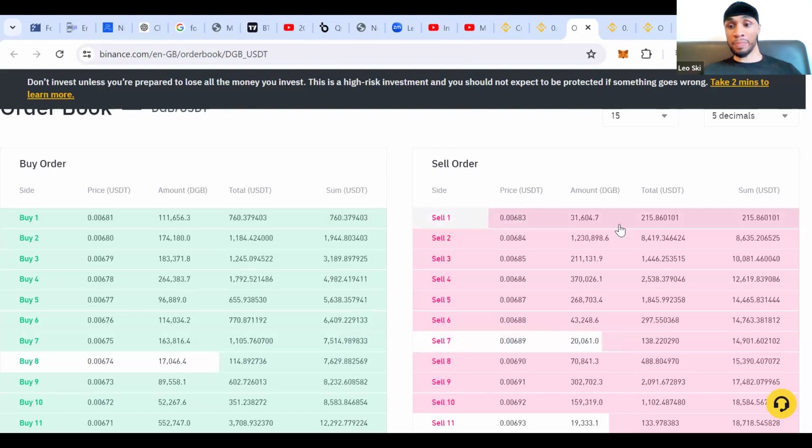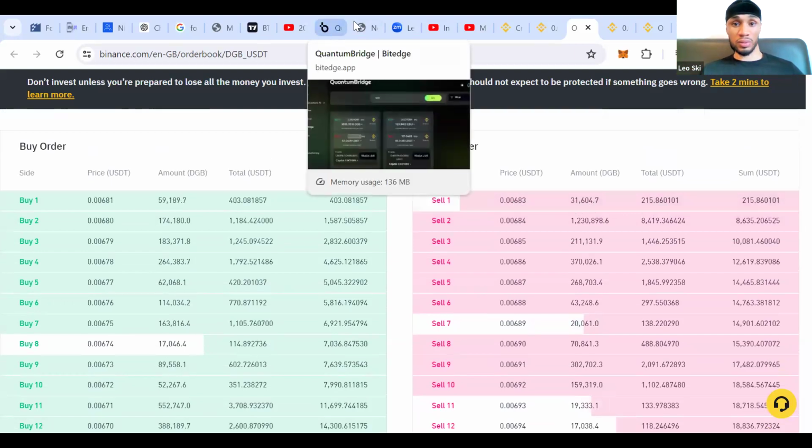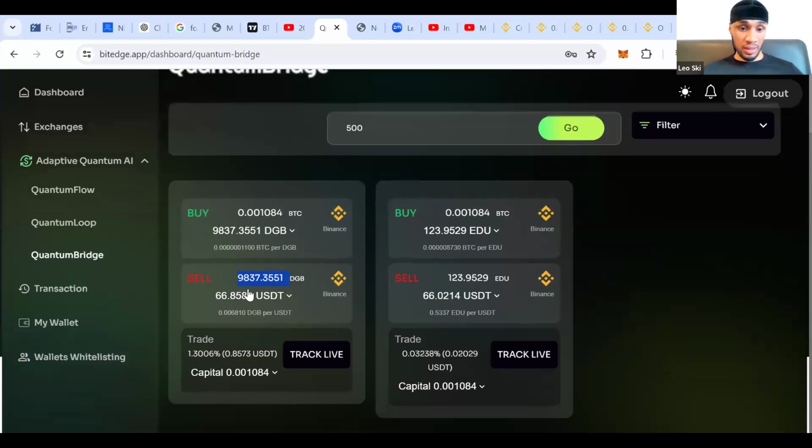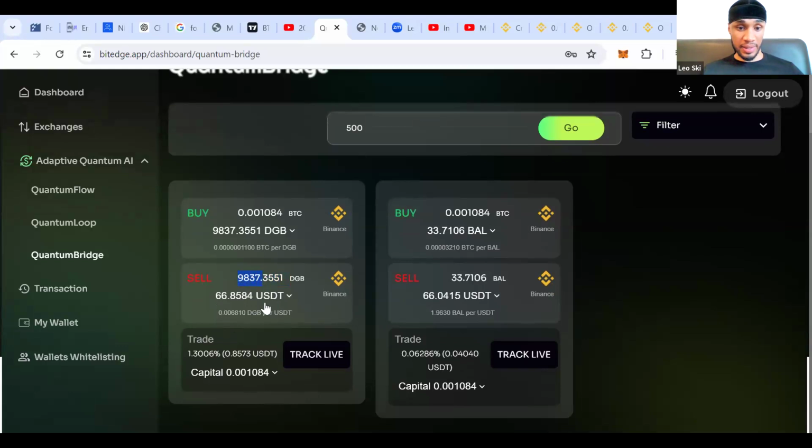So of course, how much is the amount? That's the next thing that you need to look at, the price and obviously the amount. The amount that they're selling is 215, or 31,604. If I go back to my BitEdge, how many do we need? Okay, cool, perfect. We need 9,837.